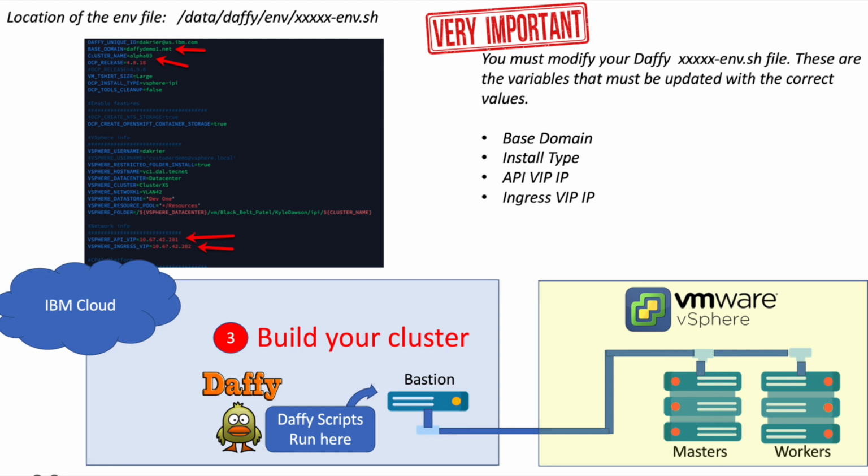I will set the base domain to the domain name we purchased in IBM Cloud. I will also set the install type to VSphere IPI. Lastly, I need to set the API and the ingress IP addresses that we reserved for use by the VIPs. I've included a picture of the environment variables that I use to perform my install using the DAFI scripts.